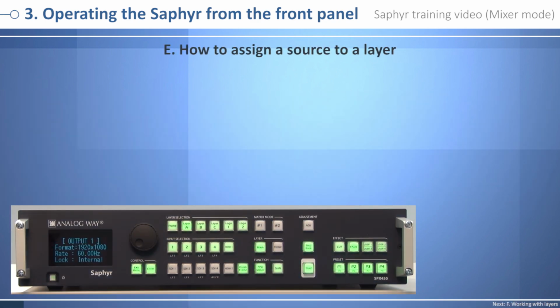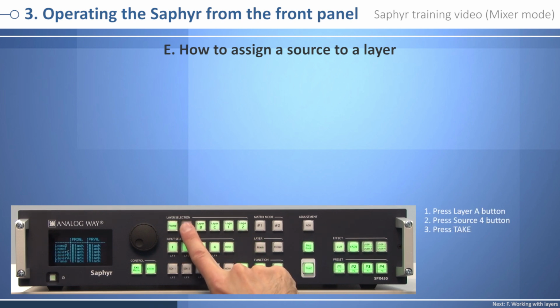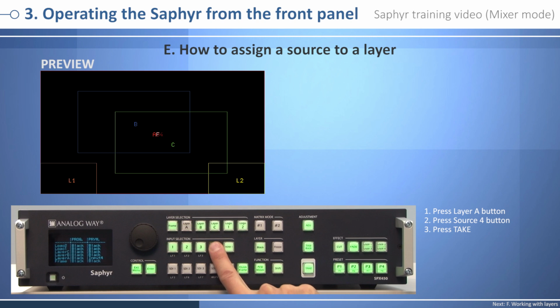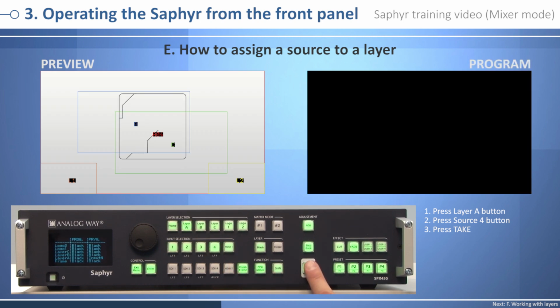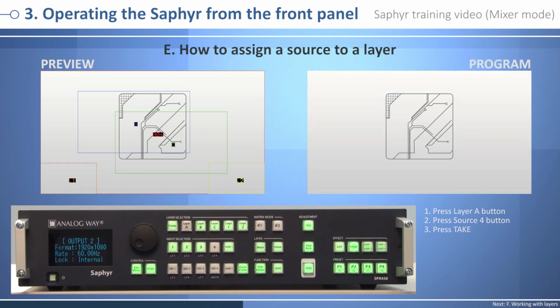How to assign a source to a layer. Using the front panel, you will always work with the preview bus. It is not possible to modify the program. To assign a source to a layer, press the Layer button, press the source number you want to assign. Example, press on Layer A and press on source number 4. Press Take to view the result on the program screen.